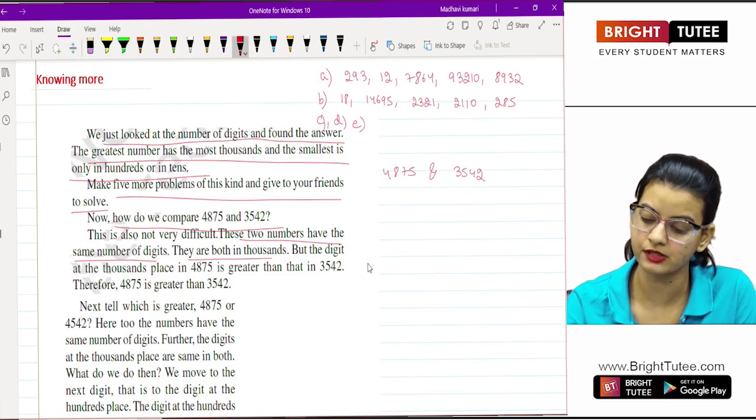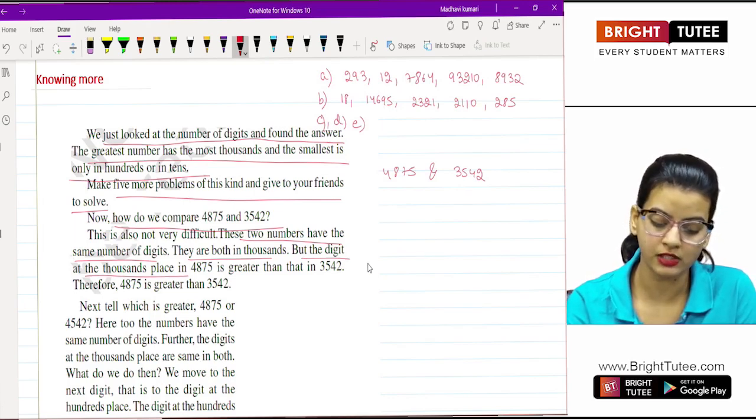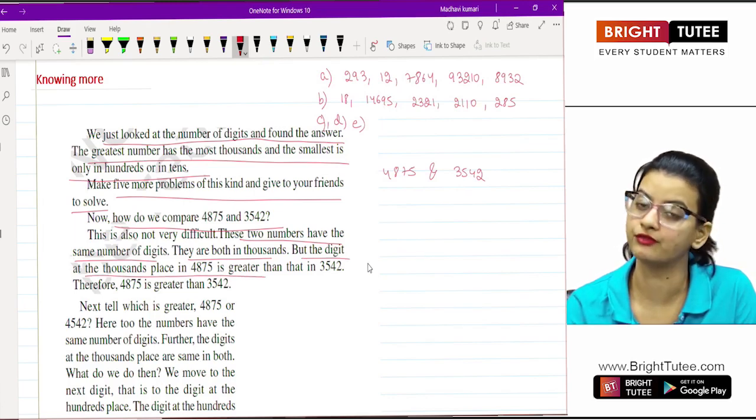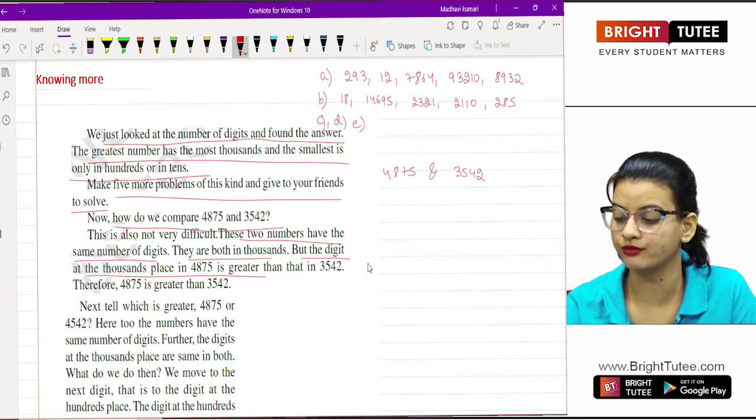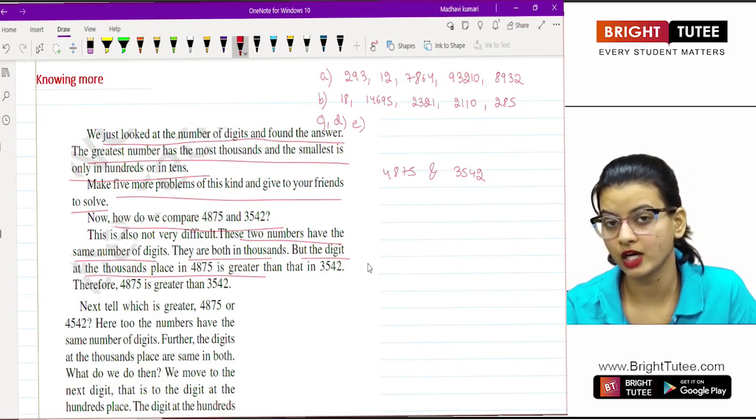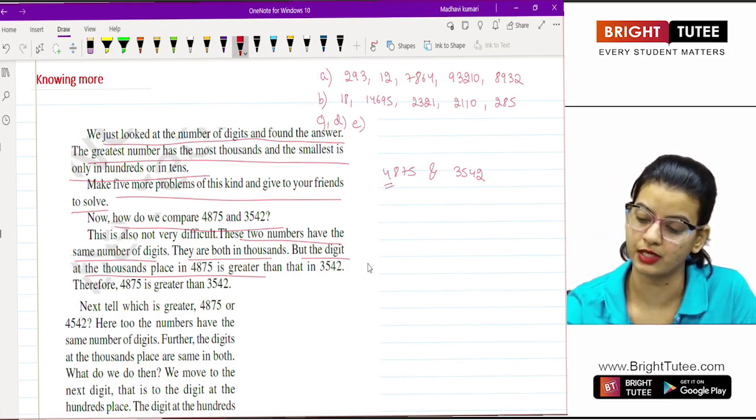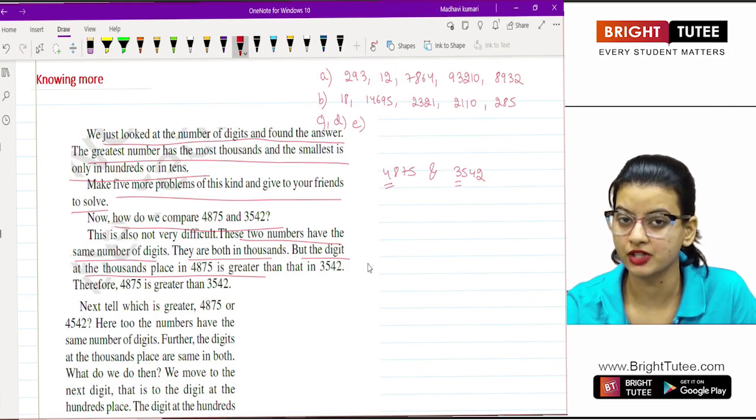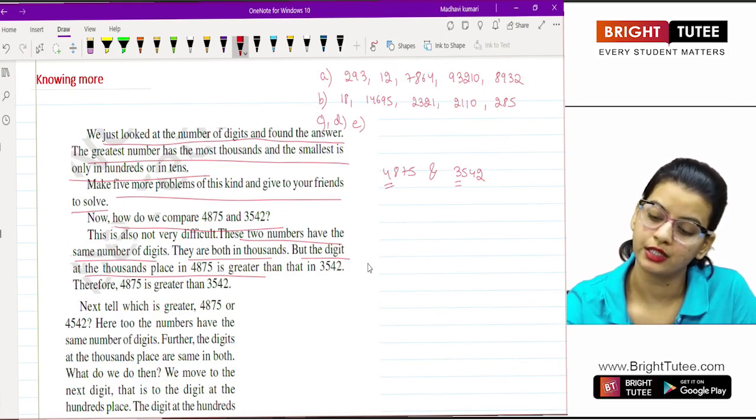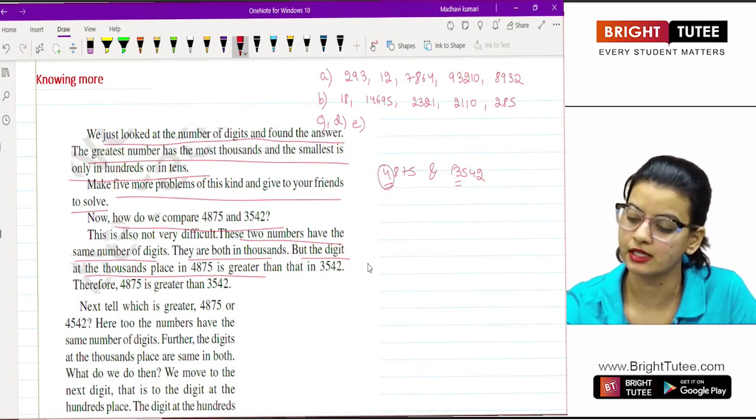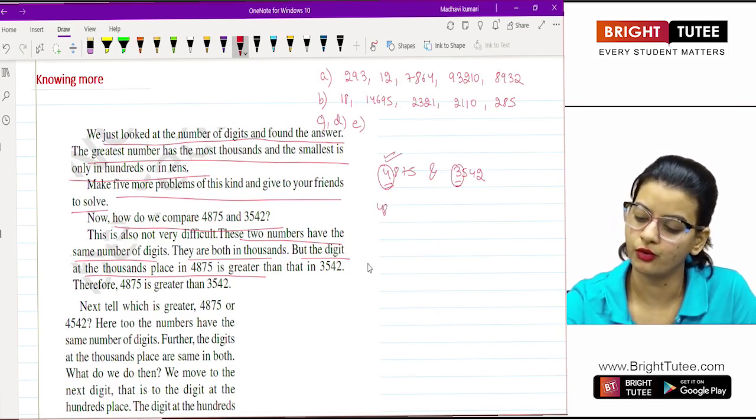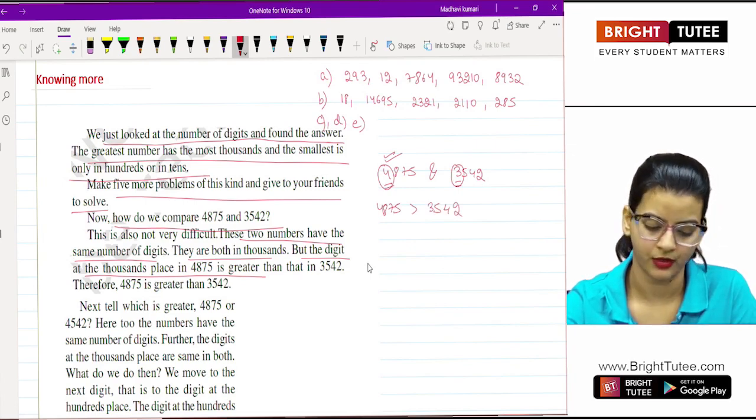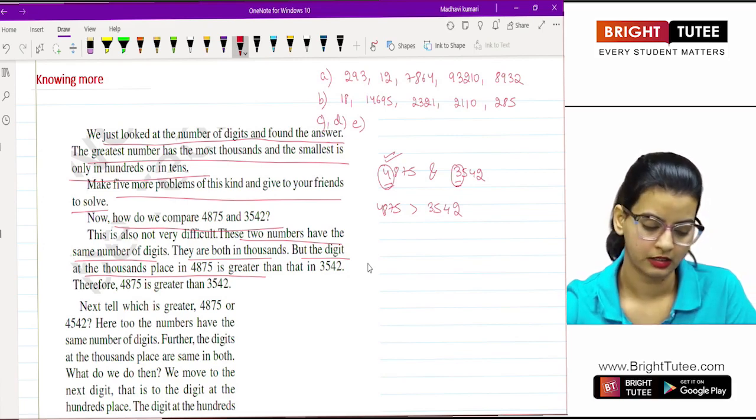They are both in thousands, but the digit at the thousands place in 4875 is greater. So if we have the same number of digits in both numbers, then we compare the digit in the thousands place. Here we have 4 in the thousands place and here we have 3 in the thousands place. So definitely this is greater. So 4875 is greater than 3542. Right. Now moving ahead.